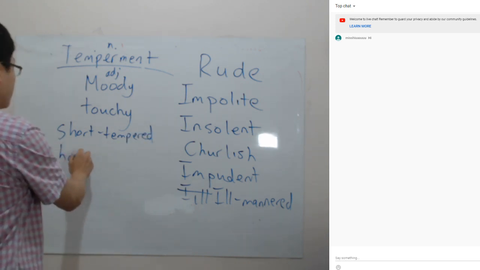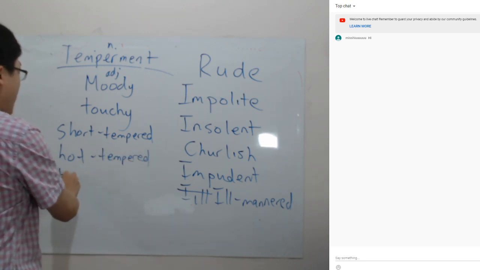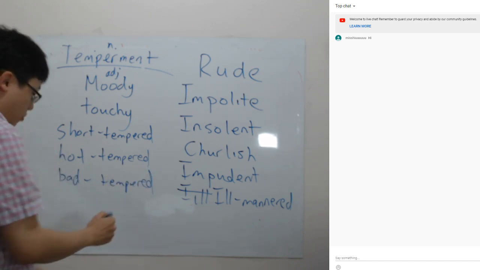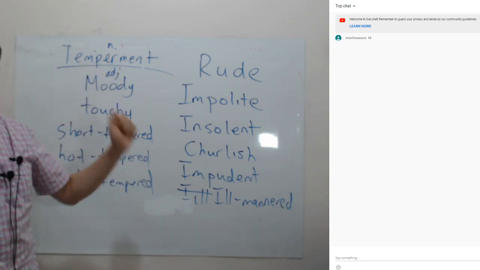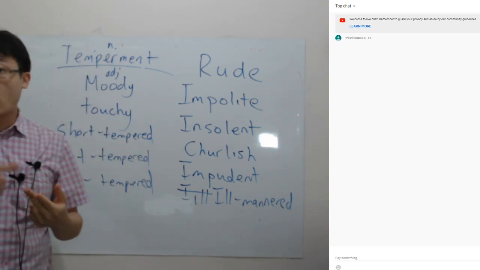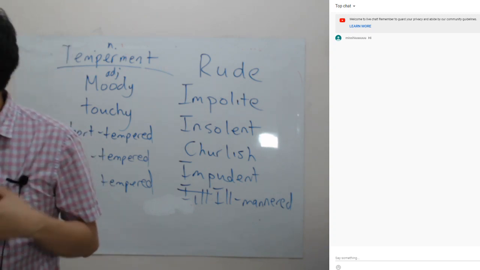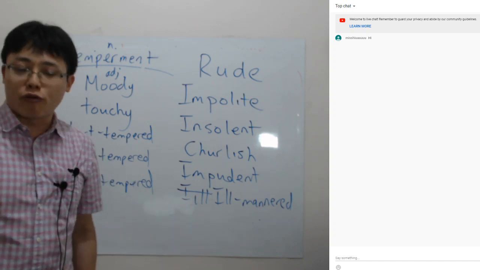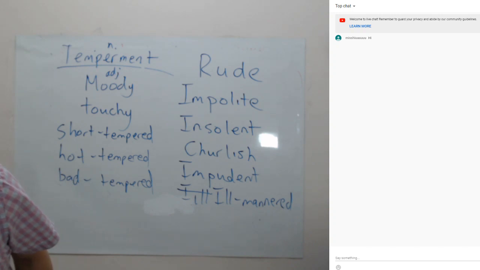Hot-tempered. Bad-tempered. So, if you know people who have a poor temperament, you can definitely say that they're short-tempered, hot-tempered, or bad-tempered. It means that they get angry very quickly and easily. And I'm sure you may know these people from work or from school, or sometimes you meet random people.